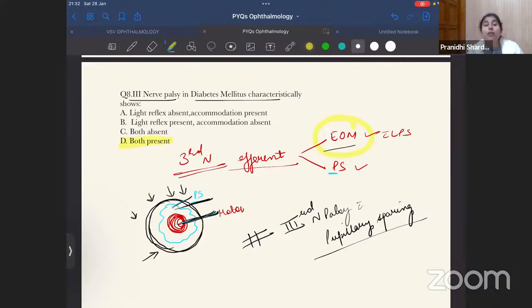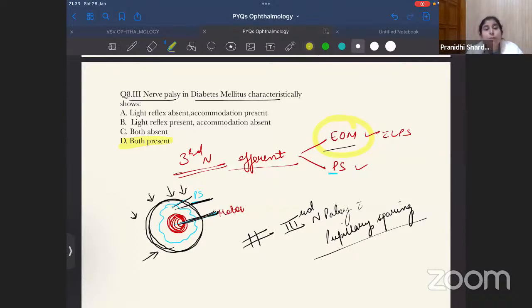Next, you can also be given in the question that a patient of ptosis came to your OPD, and you diagnosed him with third nerve palsy. The patient gave you a history of diabetes mellitus. What is the next step of management? Options will be given: MRI, glycemic control, or wait and watch. What will be the answer?